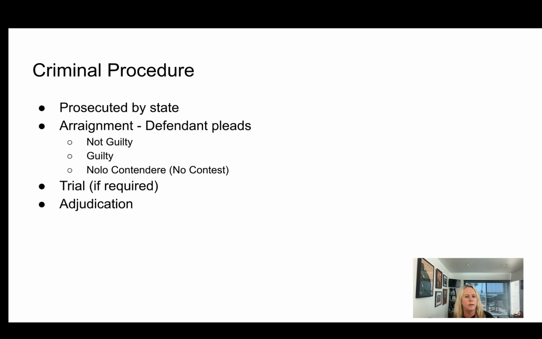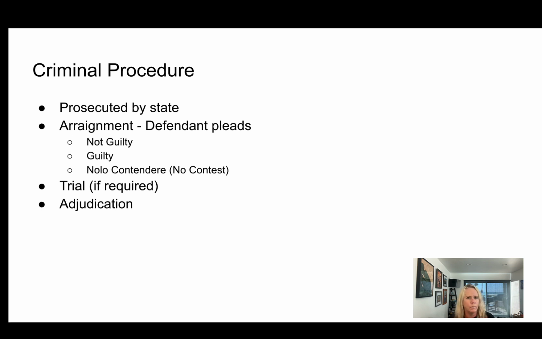And this is where the defendant pleads not guilty, guilty, or nolo contendere, which means no contest. Not guilty, I didn't do it. Guilty, I did it. And nolo contendere, or no contest, where you're not admitting guilt, but you're not denying it either. And so once you make your plea, there is a trial if that's required. Many cases criminally are pled out, meaning that the defendant agrees to plead guilty to lesser charges.